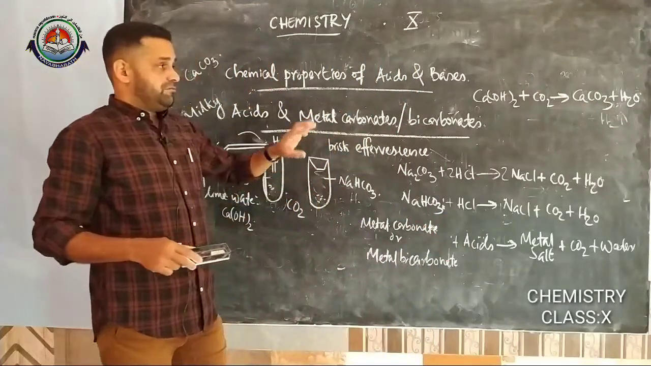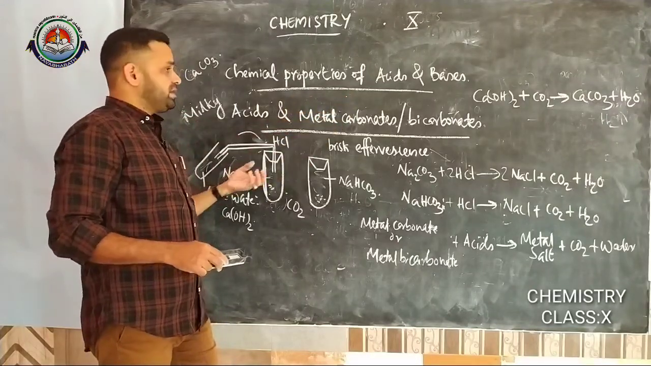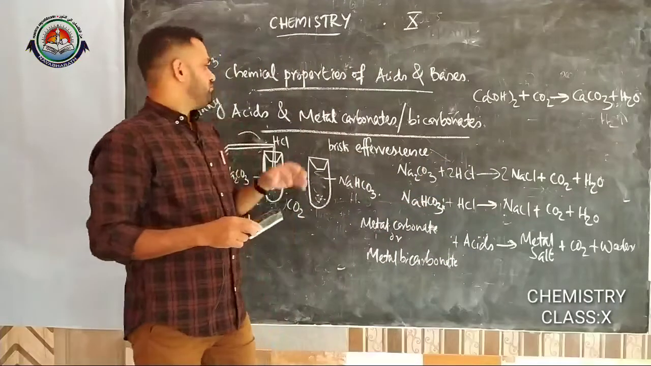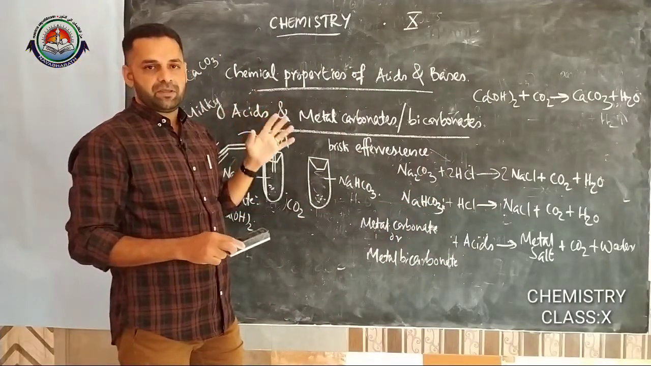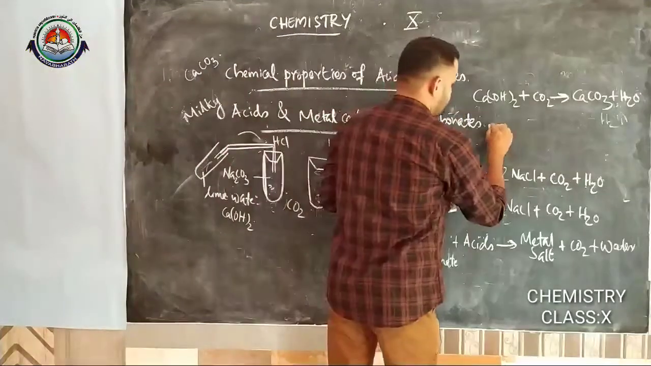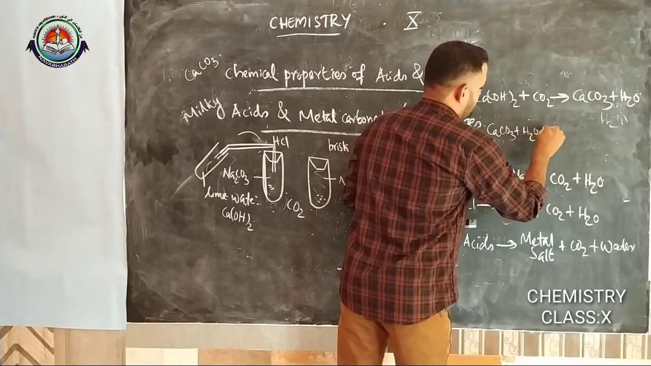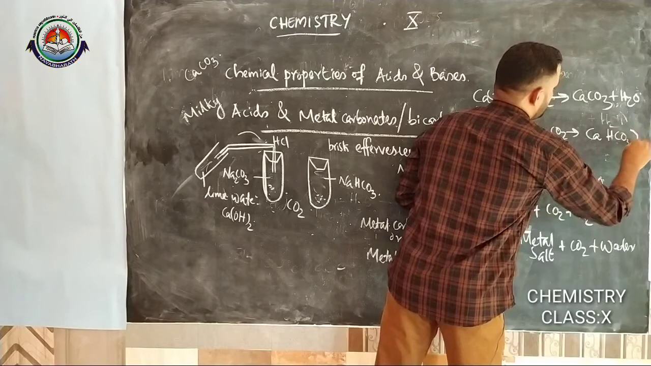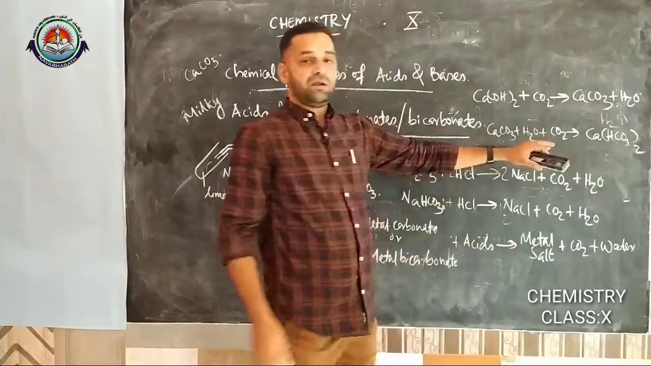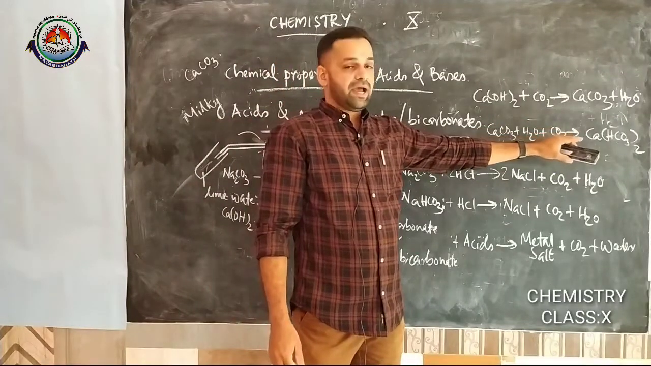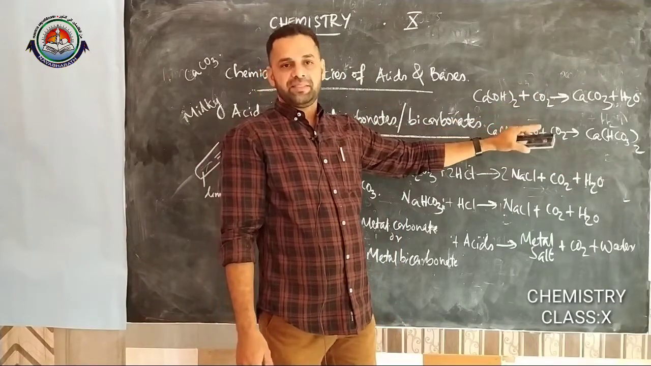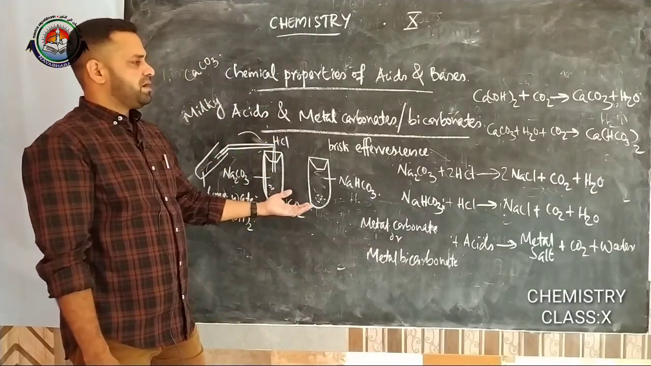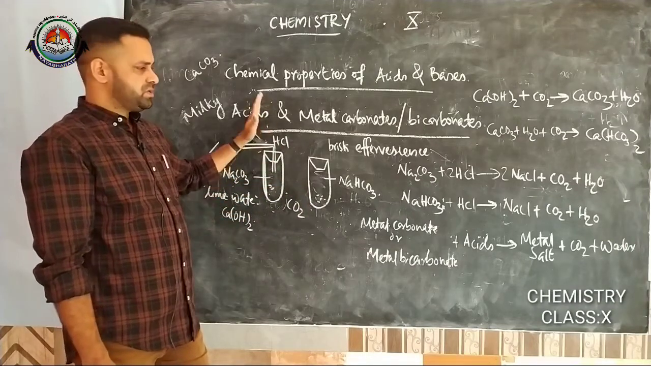Then when we passed an excess amount of carbon dioxide into this mixture, we saw that the milkiness disappeared. That is happening here: calcium carbonate plus H2O, and if you again pass carbon dioxide, it forms Ca(HCO3)2. That is called calcium bicarbonate, and it is soluble in water. That is why the milkiness disappears. So this is the reaction between metal carbonates and bicarbonates with the acids. I hope you understood these reactions.